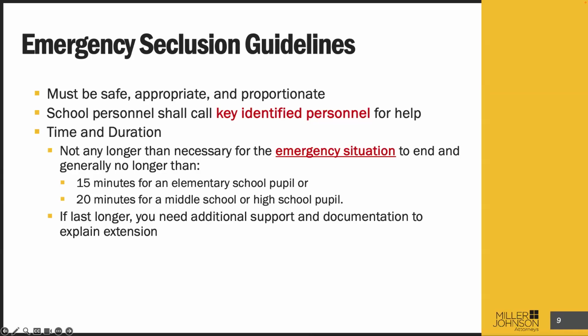You see their reference to the time and duration requirements. So if we have an emergency, we are not allowed to seclude the student for any longer than is necessary for the emergency situation to end. And as a general guideline, you see not longer than 15 minutes of seclusion for an elementary student or 20 minutes for a middle school or high school pupil. If we get into looking at those times and assessing how long a student has been secluded, I would certainly expect that by that moment, the key identified personnel have responded and will be able to engage with the student and help monitor the situation.